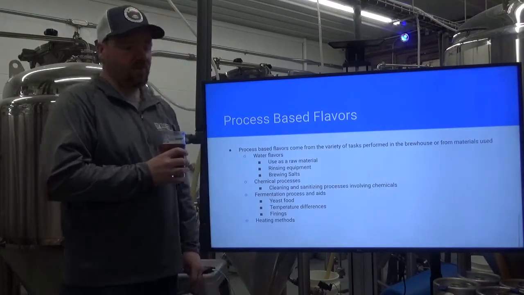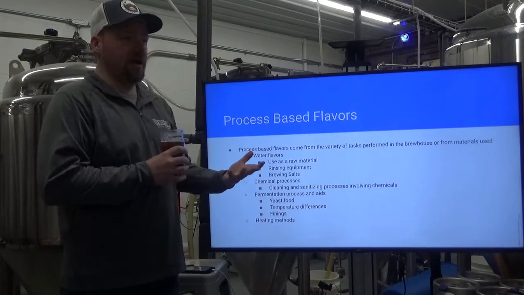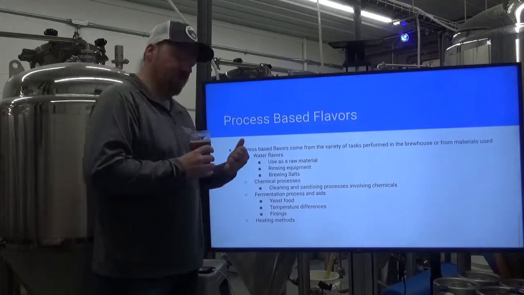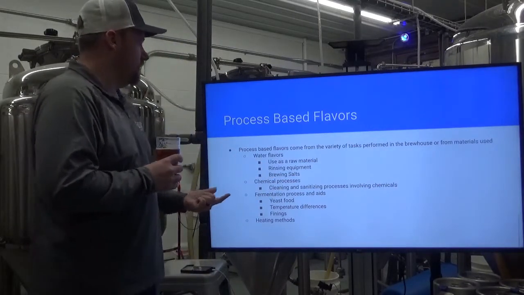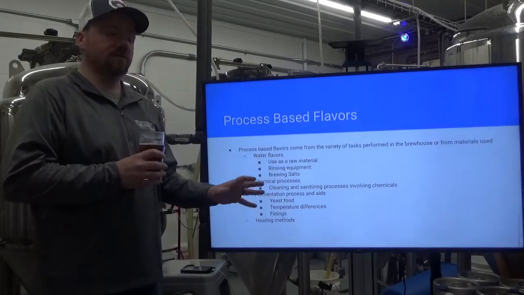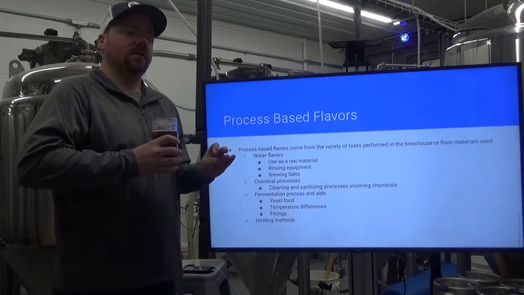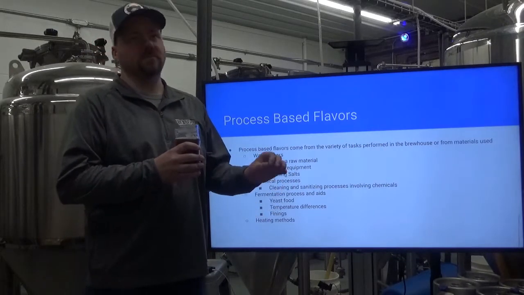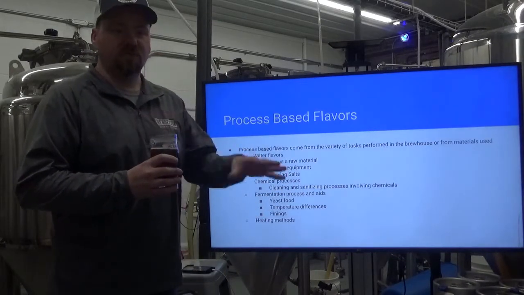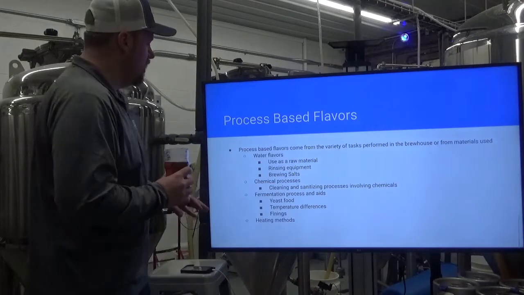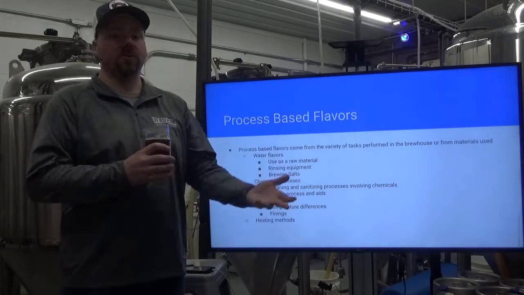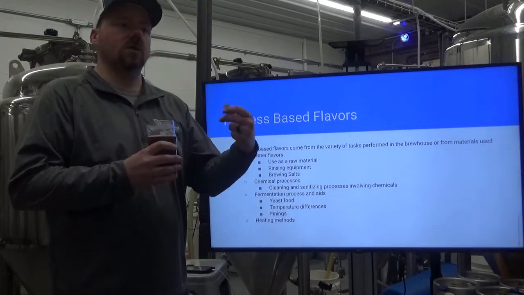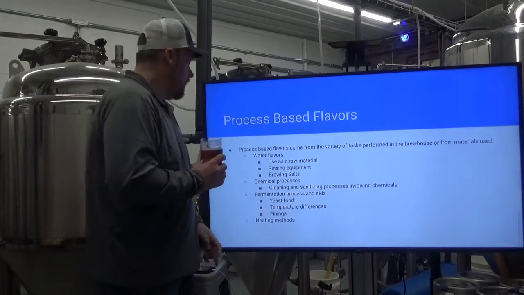So process flavors come from a variety of tasks performed in the brewery. Got a little bug flying around. So we're going to start with water flavors. We're going to talk about water as a raw ingredient, kind of a little out of order. I didn't give water its own lecture just because it's complicated and it doesn't need it, in my opinion, for our needs for this class. So use as a raw material, rinsing equipment, and brewing salts along with water in general.